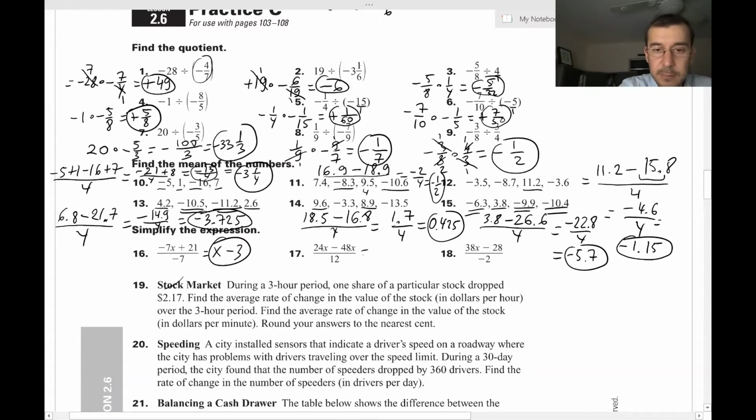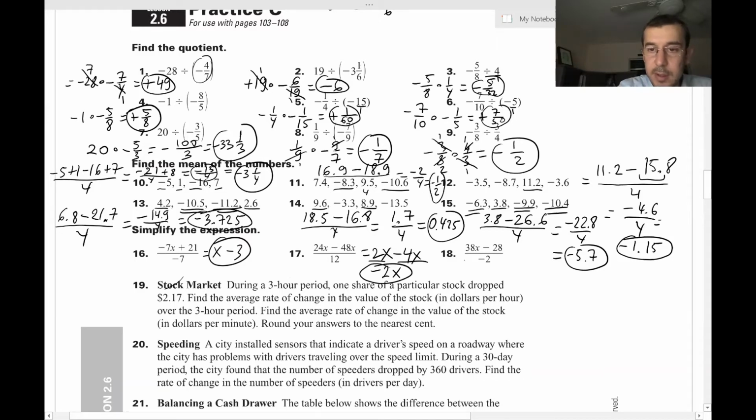Number 17, we have 24x divided by 12. 24 divided by 12 is 2, because 2 times 12 is 24, and then x. And then here, minus 48x divided by 12, or minus divided by positive is negative. 48 divided by 12 is 4x. 2x minus 4x, these are like terms. We add them up, so 4 is greater than 2, so minus, and then 4 minus 2 is 2, minus 2x is the answer.